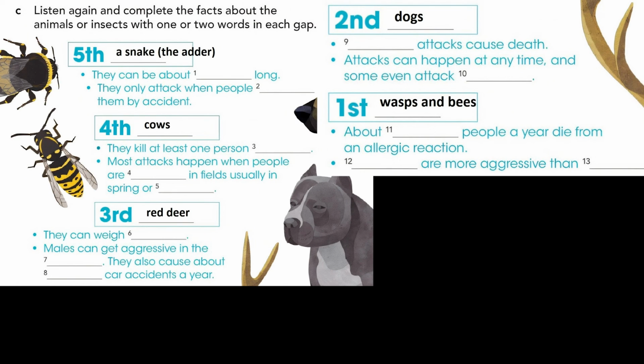And in 1st place? Wasps and bees. Really? They cause more deaths in the UK than any other type of animal or insect. About 5 people a year die from bee or wasp stings, and it's nearly always because they have an allergic reaction. About 25% of the population in the UK have a bee or wasp allergy, some more serious than others. However, people are usually allergic to either bees or wasps, but not both.